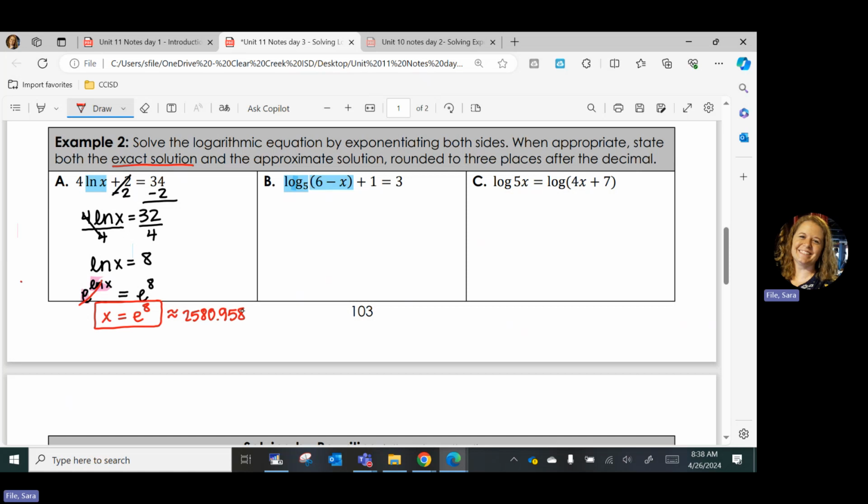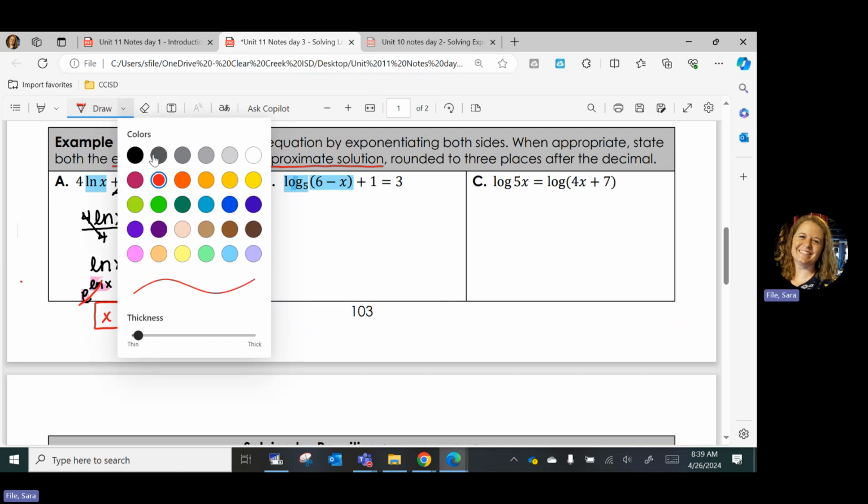Remember, when you see those squiggly equal signs, that means approximately. That means this value is approximate. It's not exact. This is a rounded value. So we got the exact value and the approximate solution. Feel okay about that? Let's try that process with B.